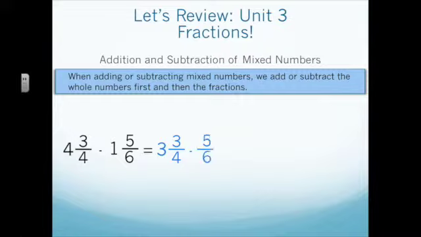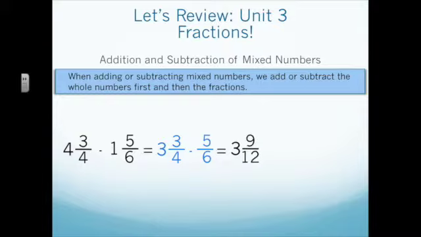So I'm going to rewrite my problem after subtracting my whole numbers. Now, my next step is going to be to find a common denominator. So I'm bringing my whole number over first because there's nothing that I need to do with that number right now. Now I'm going to take a look at the denominators 4 and 6 and ask myself what would be a common denominator. Well, 12 is a common multiple of 4 and 6. So 12 is going to be my common denominator.